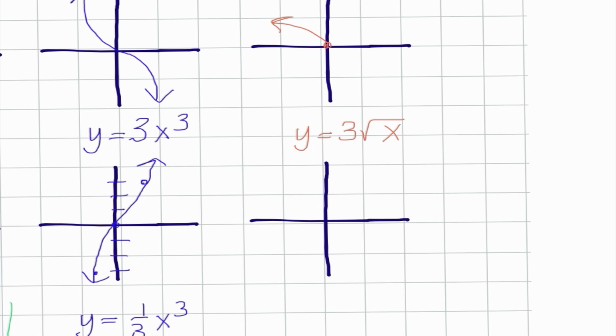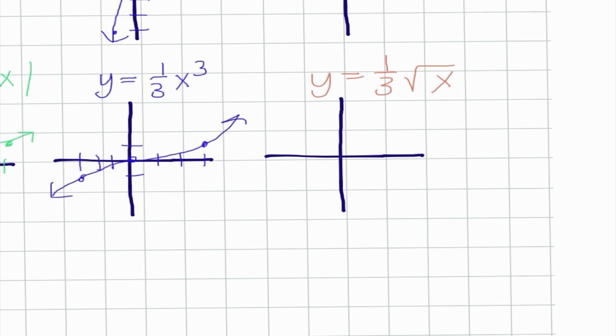Y equals 3 times the square root of x. We're going to start at the origin. And since we have this value out in front that is greater than 1, we know that that is a vertical stretch. So I'm going to go up 3 and over 1 and draw my square root function. And hooray, we are finally on our last graph.